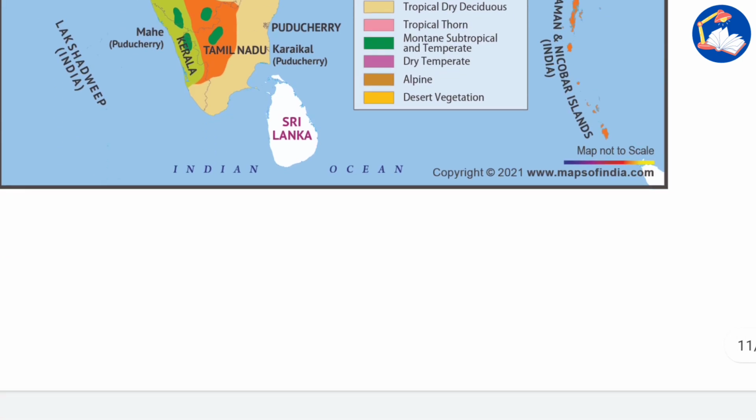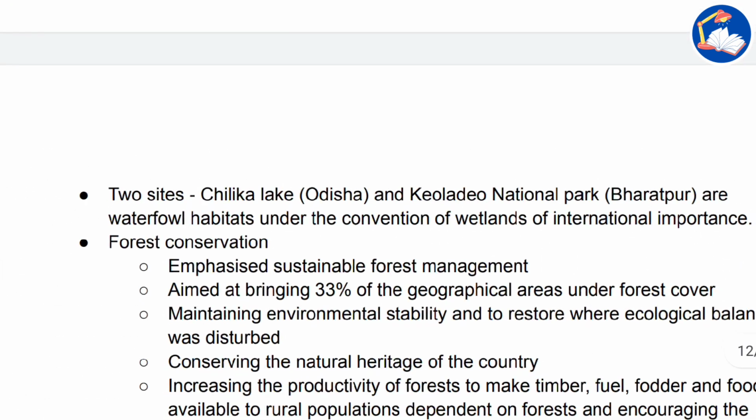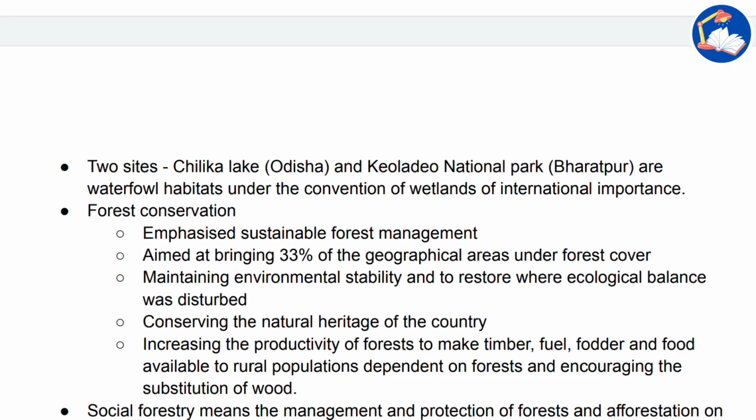Okay, now going down, two sites, Chilika Lake in Odisha and Keoladeo National Park, Bharatpur, are waterfowl habitats under the Convention of Wetlands of International Importance.